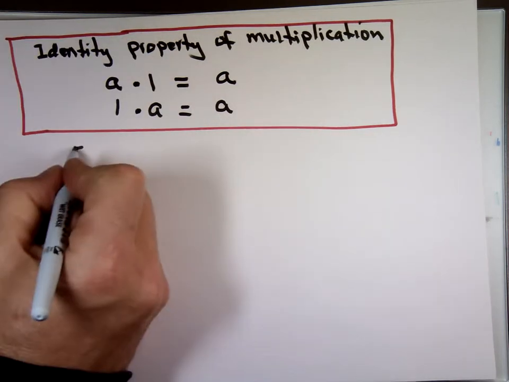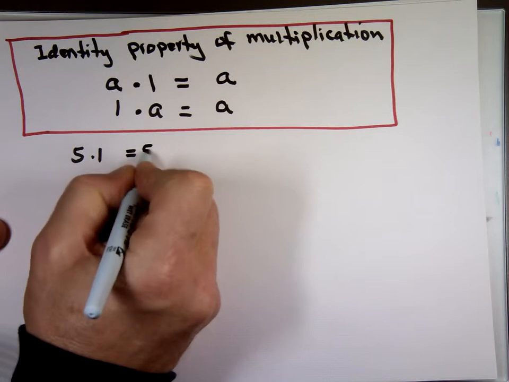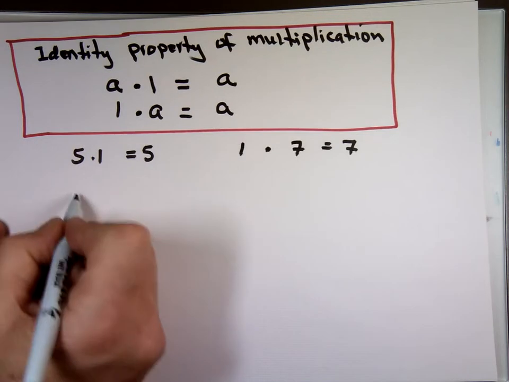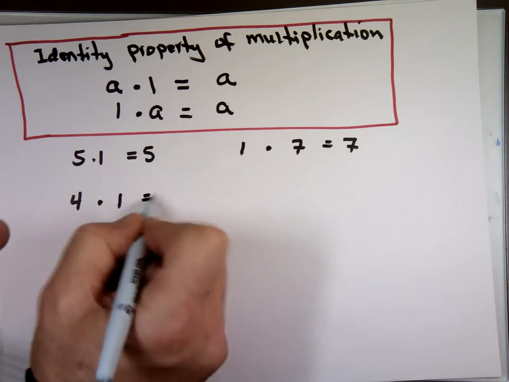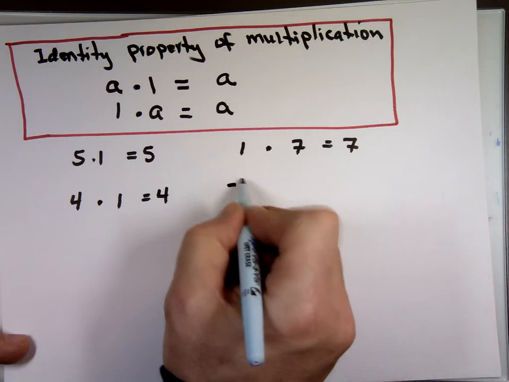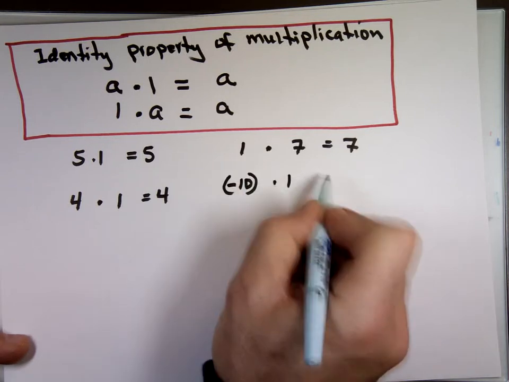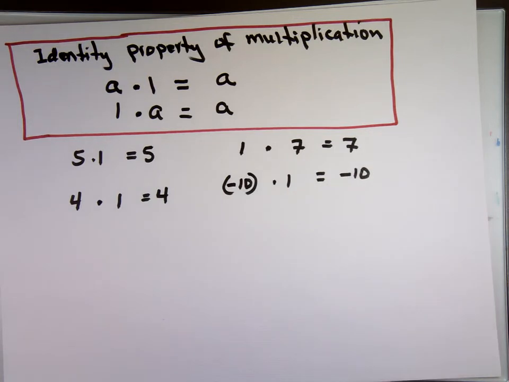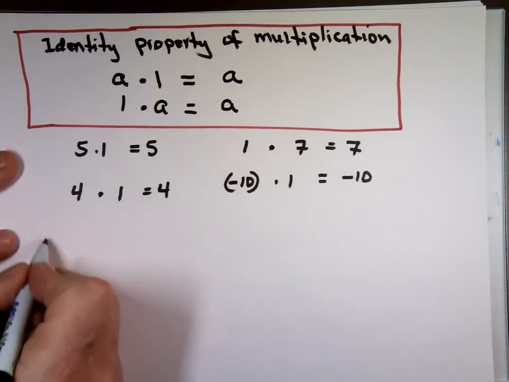So what is 5 times 1? 5. What's 1 times 7? 7. What's 4 times 1? 4. What's negative 10 times 1? Negative 10. Any number times 1 stays the same. The other rule is called the multiplication property of 0.